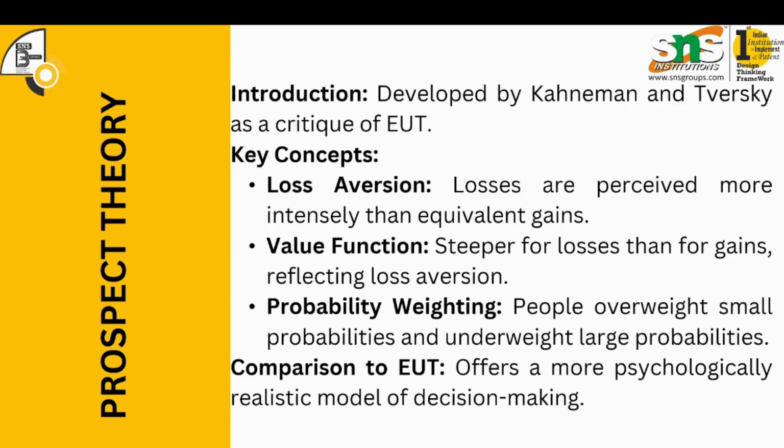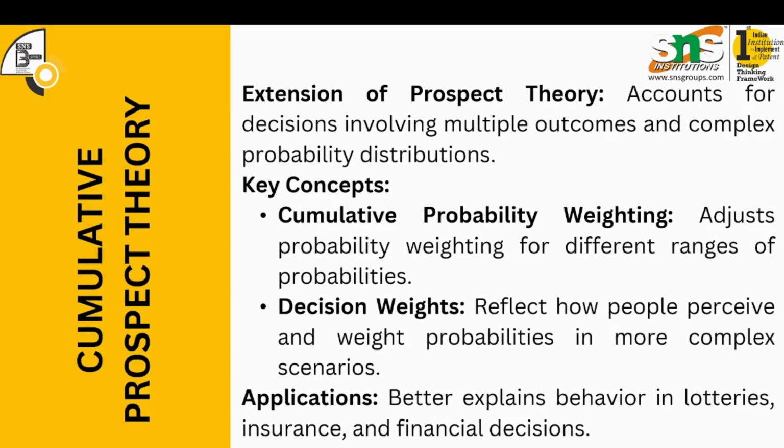So, how do we compare this theory to the expected utility theory? This theory offers a more psychologically realistic model of decision making because it is very obvious that any human being is averse to loss. So, because we have a psychological ground, this theory is considered more advanced than the expected utility theory. The next theory is cumulative prospect theory. This again is an extension of the prospect theory.